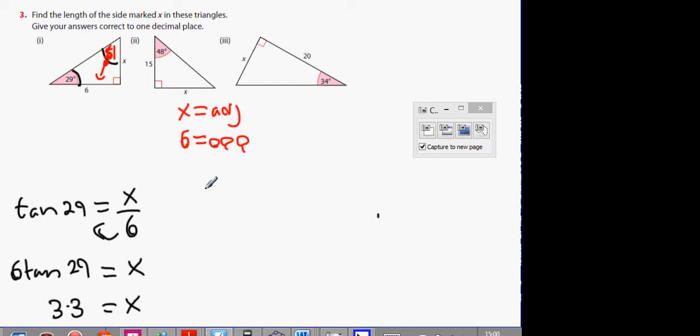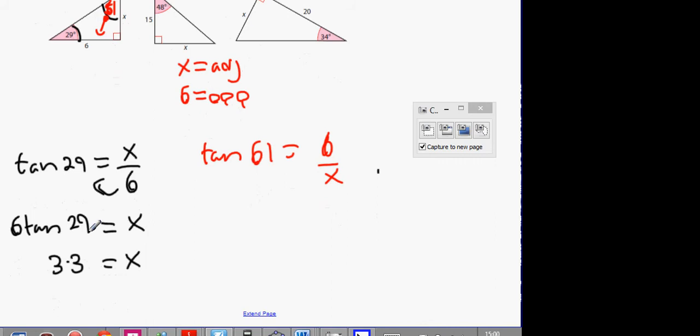Now what about this, guys? Which tan am I using this time? Tan 61 equals opposite over adjacent. Now look at this, guys. What's the answer I should get? 3.3. Cross multiply up the X and we get X tan 61 equals 6.